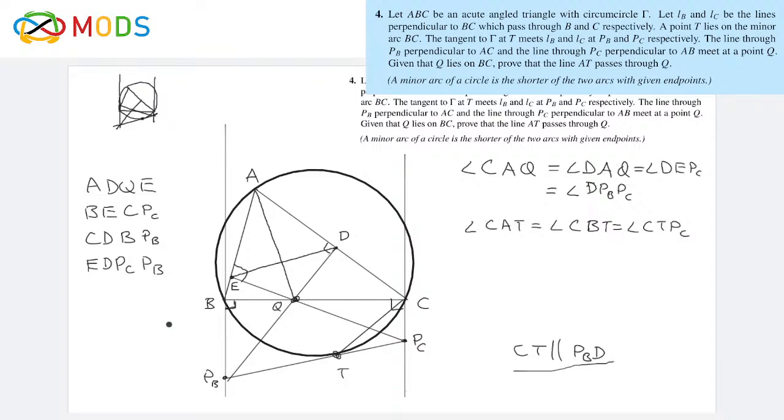Wait, is it if and only if? It's not. You only need to do one direction, but you need to show that if T is this point, then AQT is linear. I think. Maybe you can just do reverse reconstruction from there. Maybe.